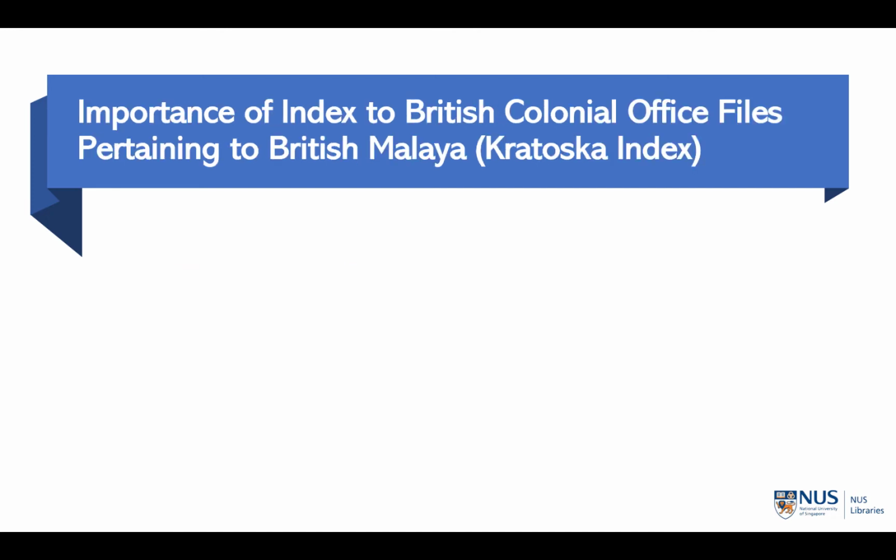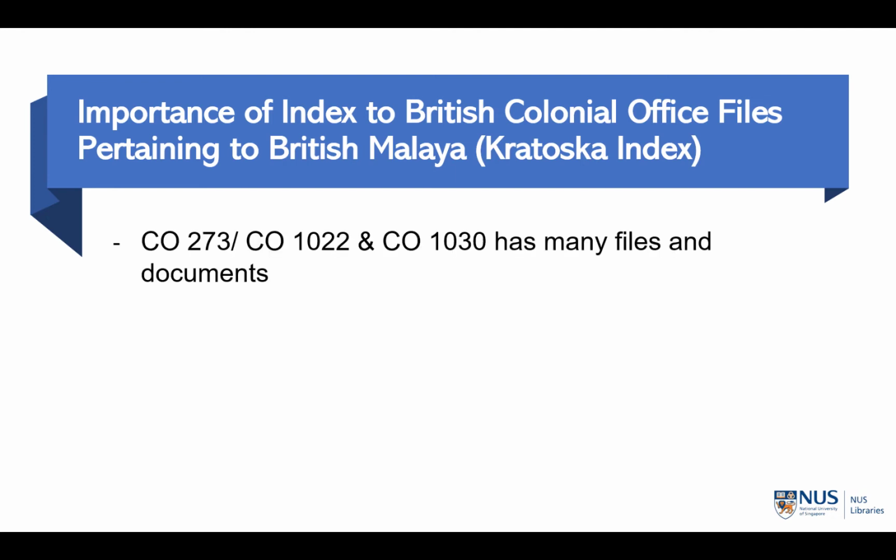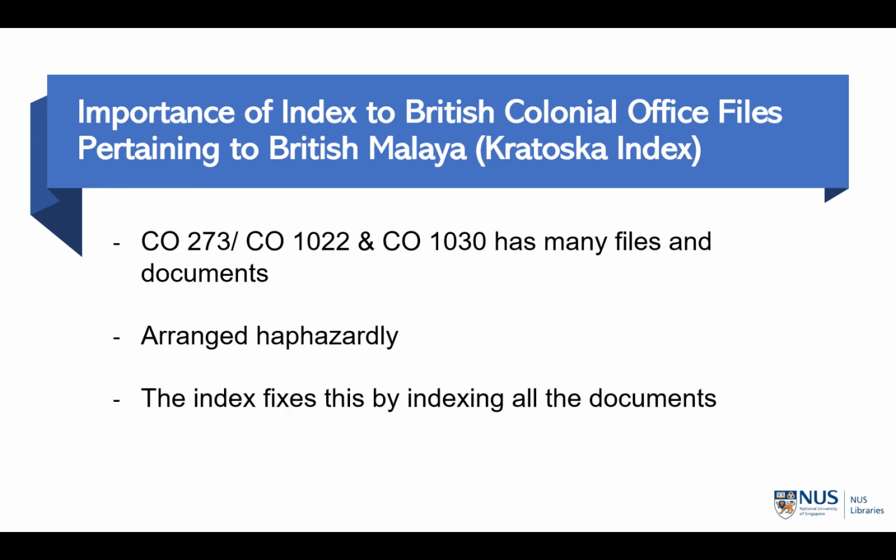Earlier in this video, I mentioned that searching the original correspondence is not easy. The reason is that the original correspondence has many documents in it and they are arranged haphazardly. The solution to this would be to use the Index to British Colonial Office Files Pertaining to British Malaya, or what we usually call the Kratoska Index. As the name suggests, it is an index that indexes all the documents in CO 273, 1022, and 1030.